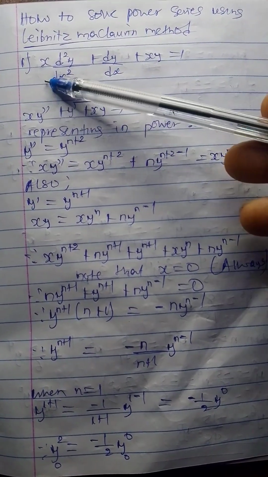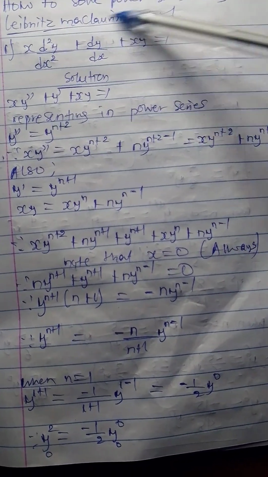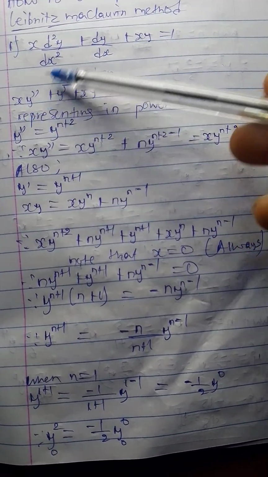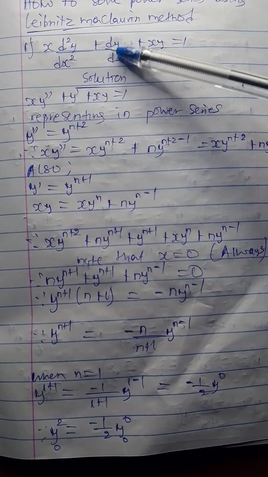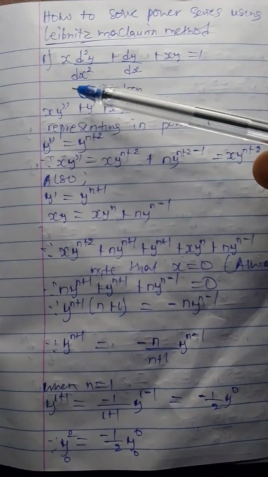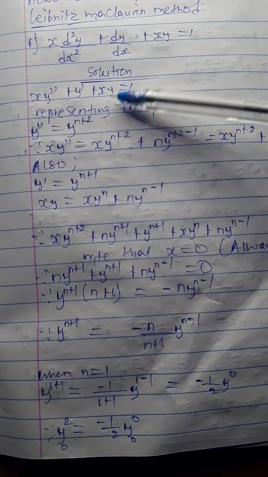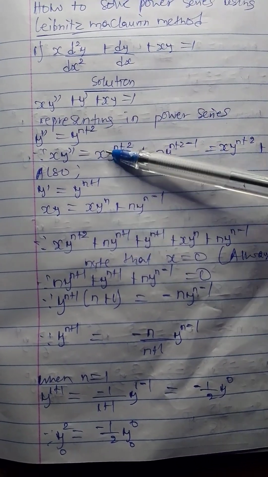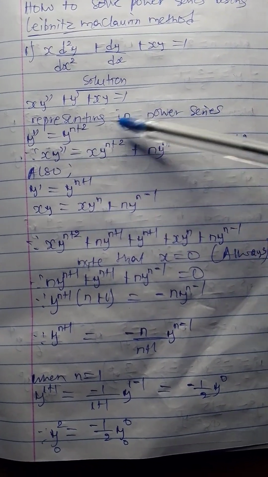Solution: to solve this, I have to break it down into a simpler form. You know that d²y/dx² is y double prime, and dy/dx is the same thing as y prime. So this becomes x y'' + y' + xy = 1. Okay, now after doing that, represent this in a power series.